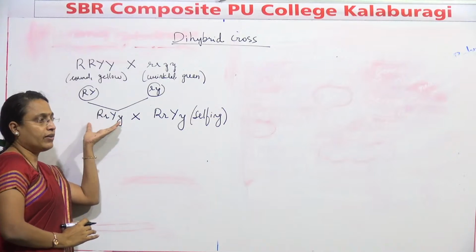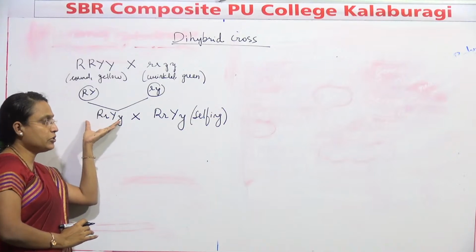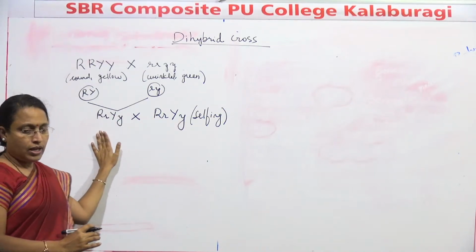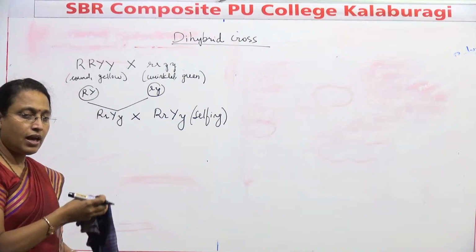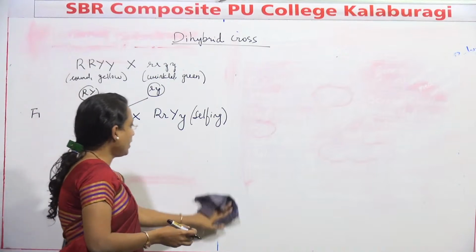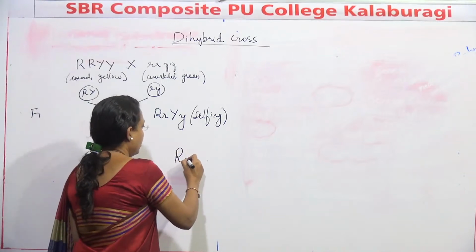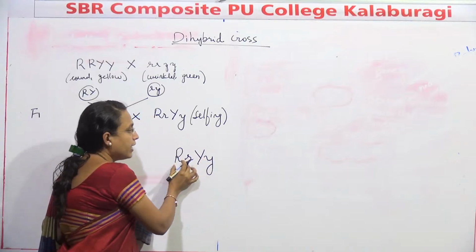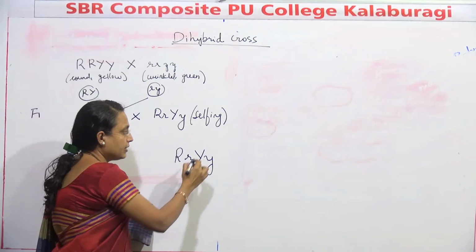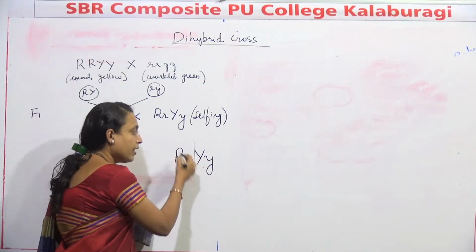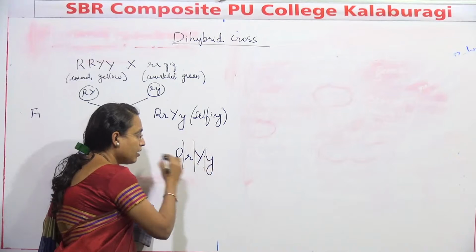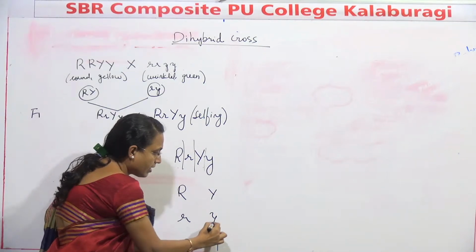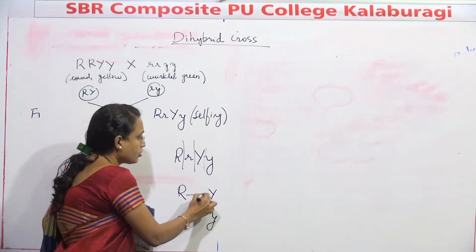Now, each parent in this F1 generation will produce 4 gametes. Yesterday I told in brief how the gametes are formed. The individual alleles have to be written separately. That is, you have to separate the R and Y, then further separate R and Y, and you get these alleles.